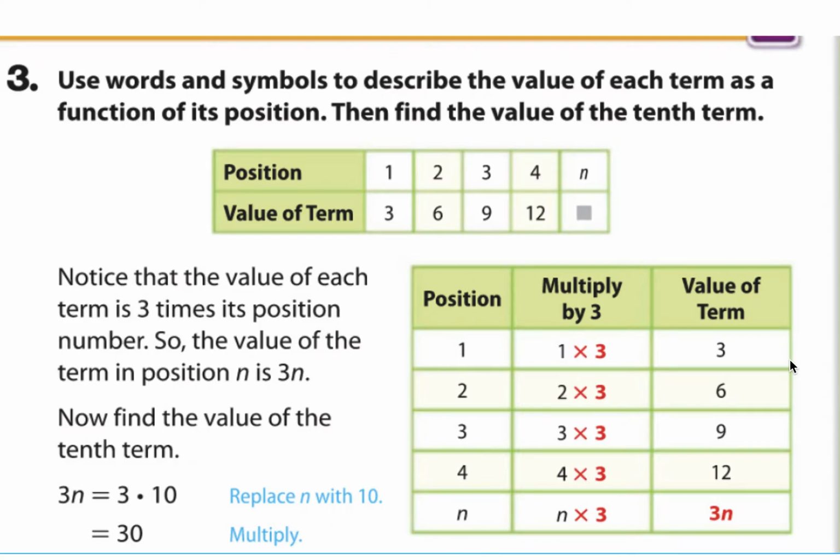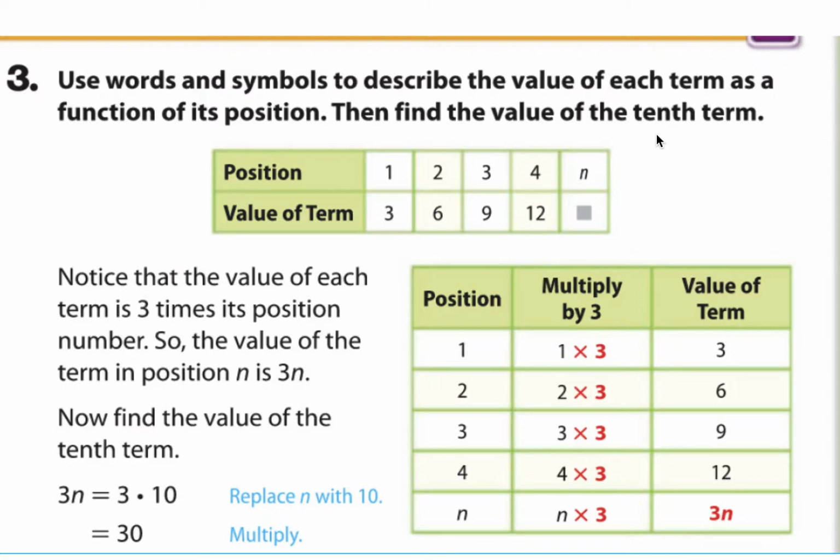For example, we're going to be looking at figuring out what the actual rule is. They're going to give you a table, and we're going to do this in steps just to figure it out in an easy, concise way. So let's go ahead and look at this example. Use words and symbols to describe the value of each term as a function of its position. Then find the value of the 10th term.